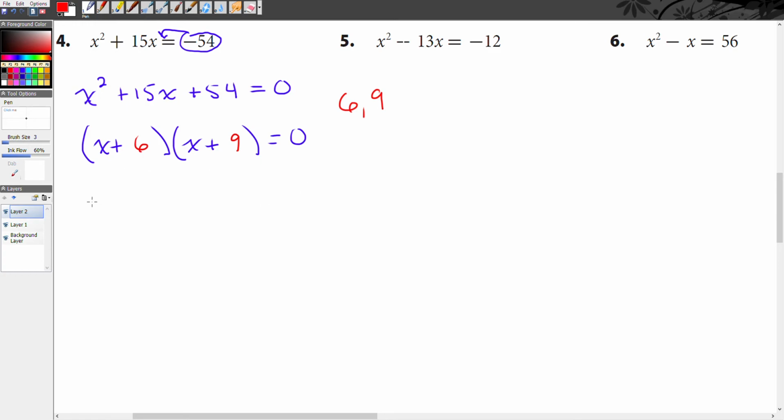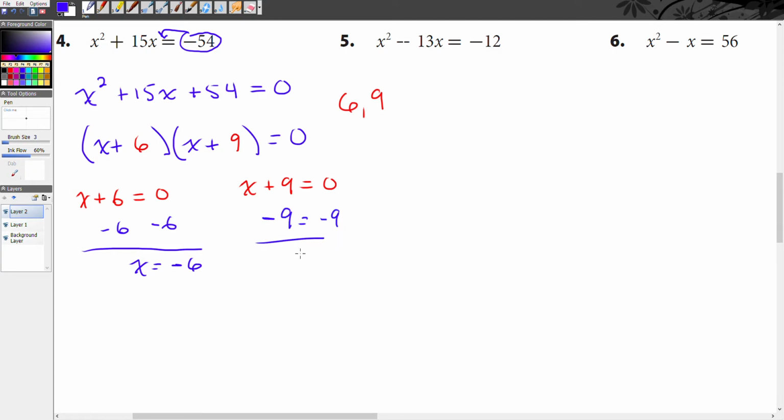Now I want to set them both equal to their own, as their own equations, both equal to 0. And then solve. Here I would subtract 6 from both sides and get as my answer x equals negative 6. And over here, I'm going to subtract 9 from both sides and get x equals negative 9.